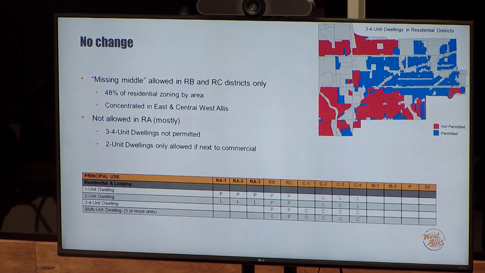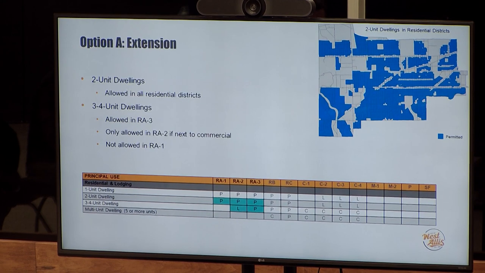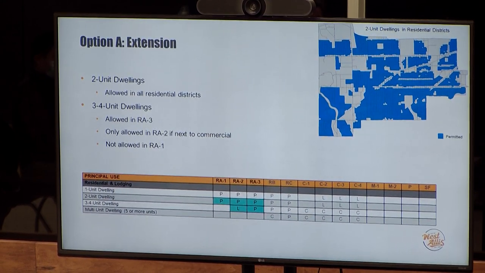On the bottom, you'll see our zoning table. So 1 unit dwellings are permitted uses in RA1 and 2 unit dwellings are limited uses in RA1. This is a very rare limitation. It only applies to properties that are bordering a commercial property. So only a very select few RA properties are allowed to be duplexes. But essentially, duplexes and 3 to 4 unit apartments aren't allowed in any of the RA districts, is what we're looking at.